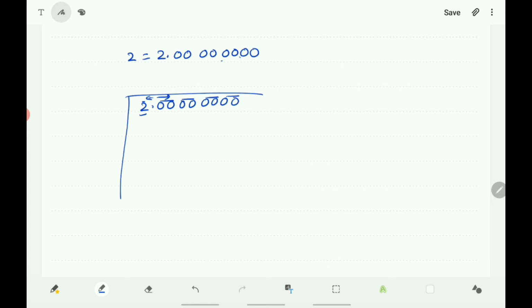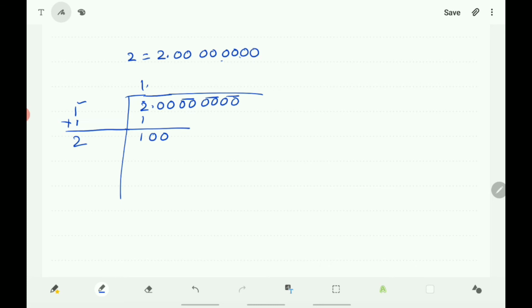Now the same method you have to follow. Here the first number is 2, and you take the nearest perfect square. 1 ones are 1. 1 is a perfect square near to 2. Then 2 minus 1 is 1 here. Take the next group, that becomes 100. You put a point here because you have taken the group after the decimal point. So it becomes 1 point. Here you have taken 1. Next you write 1 plus 1, that is 2.